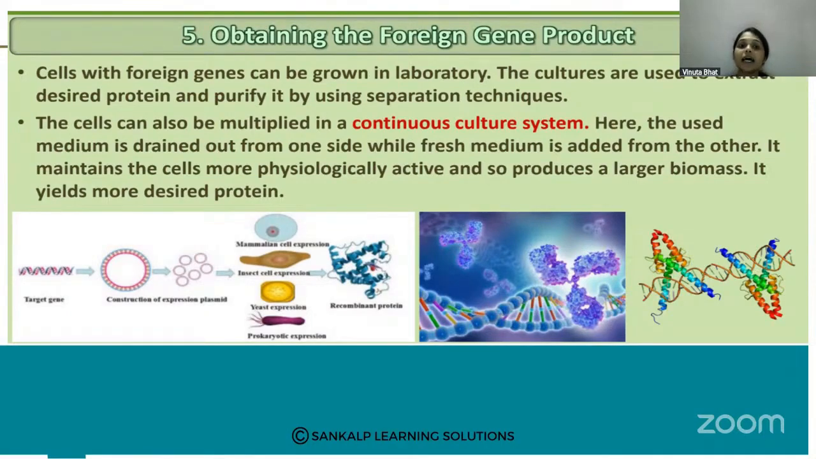The cells can also multiply in a continuous culture system. Here, the used medium is drained out from one side while the fresh medium is added from the other. It maintains the cells more physiologically active and produces larger biomass. So it yields more of the desired protein. So now we need the desired protein that is obtained from the host cell.